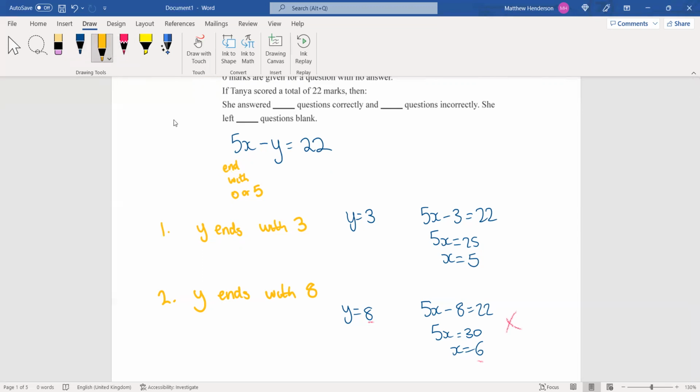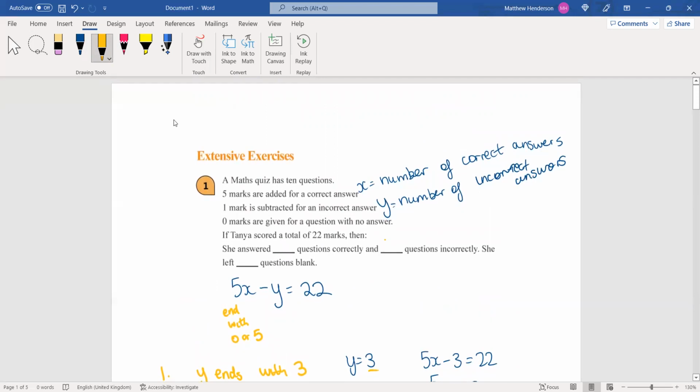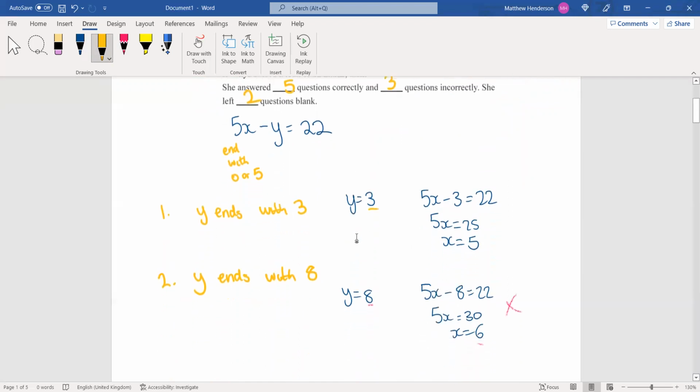So we'll go back to the one we had. We know y is equal to 3. That's the number of incorrect answers. And that's actually our answer here. We know that x was equal to 5. And we know that leaves 2 questions remaining. And that comes from subtracting from the 10 questions in total.